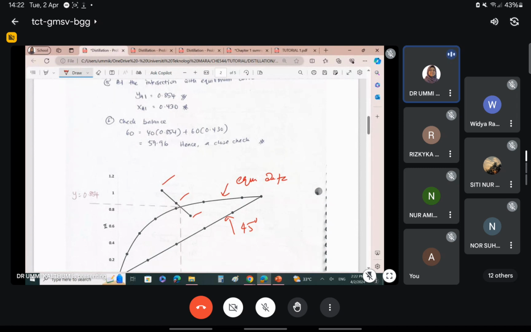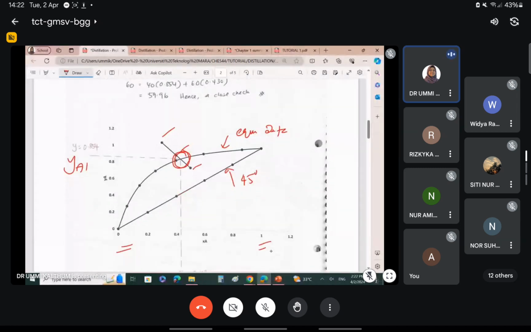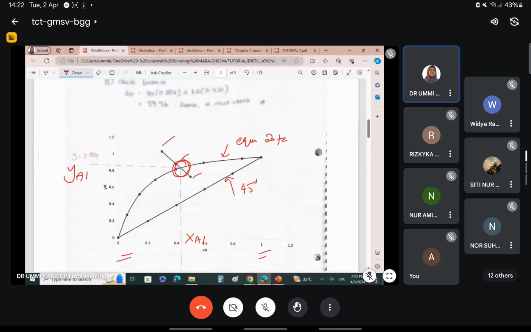So draw the straight line. Where it intersects the equilibrium line, that is the answer. So YA1 equals 0.854 and XA1 is 0.43. So we get the answer at the intersection.